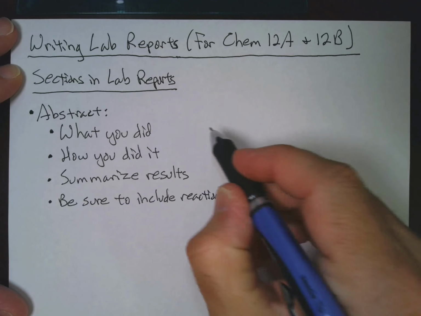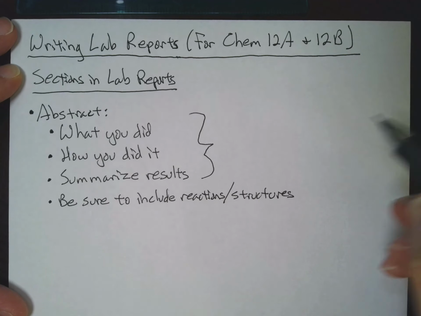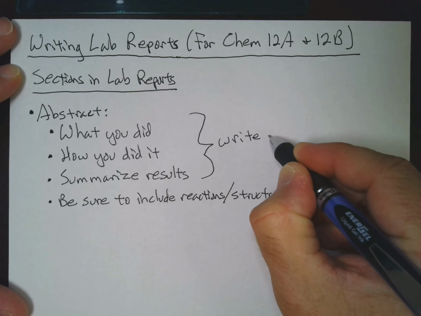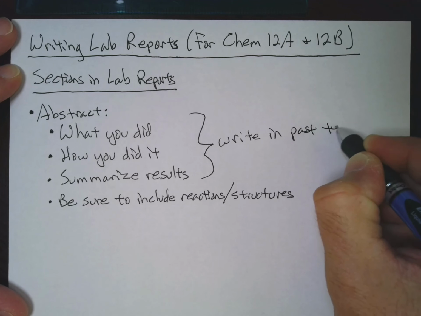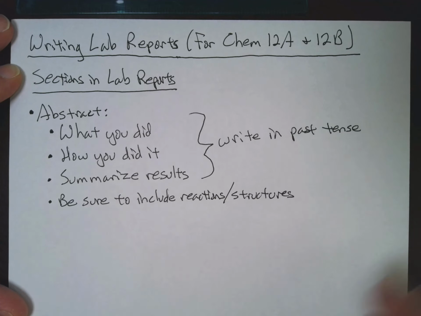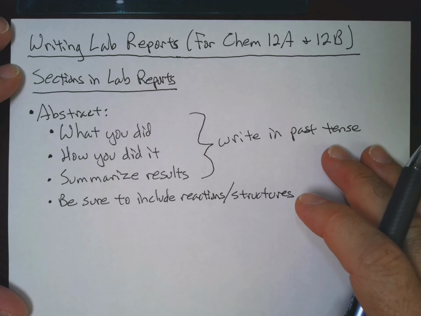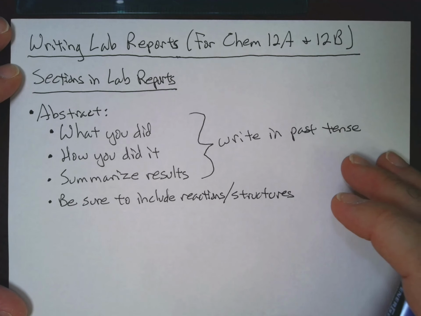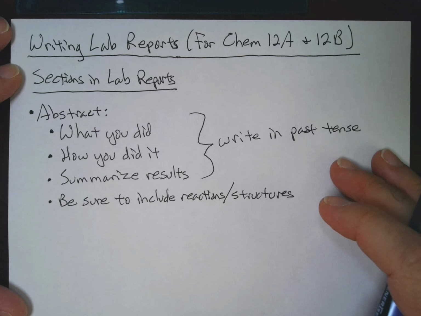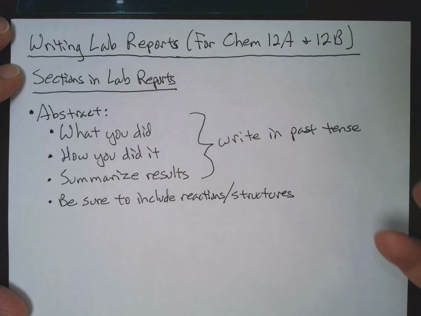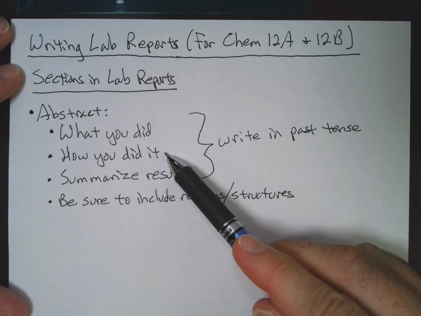All right. Now, this stuff here should be in past tense. I know you've gotten used to doing abstracts in future tense, saying in this lab, I will be synthesizing aspirin. Instead, I want you to write them like you actually would for a journal article, in which case you'd use past tense, and you would say, in this experiment, I synthesized aspirin by whatever. Okay, so what you did, how you did it.